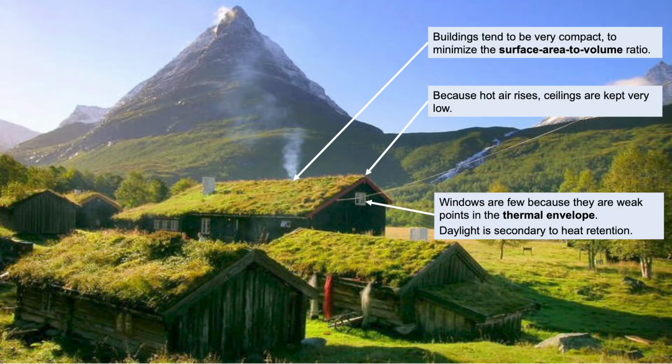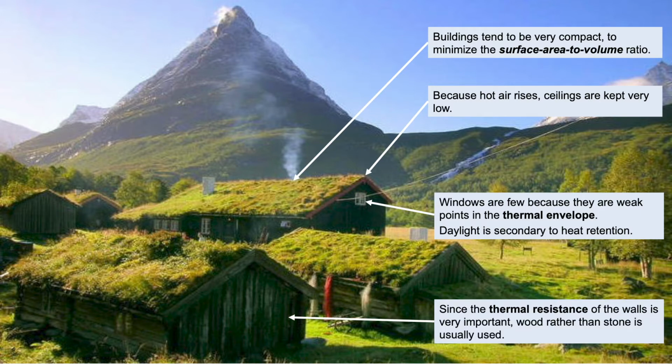That's why you have small windows as well. Daylight isn't the primary consideration. In an intensely cold climate, it's heat. You want it to stay warm, that's it. And again, thermal resistance. You don't want a material that's going to take a long time to heat up. You want something that's going to react quickly, so you can keep the heat in.